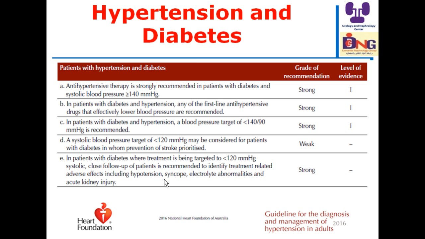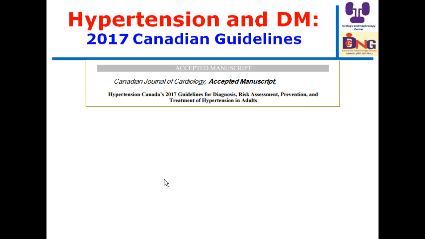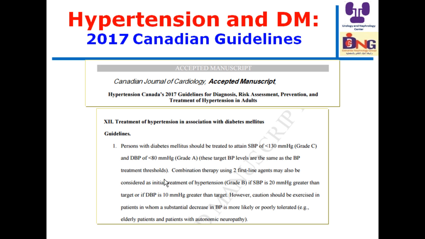There are new ones this year. This is the new guidelines from Canada. Persons with diabetes mellitus should be treated to attain systolic blood pressure less than 130. So this is new. And diastolic less than 80. So 130 over 80, this is grade A. These target blood pressure levels are the same as the blood pressure treatment threshold.